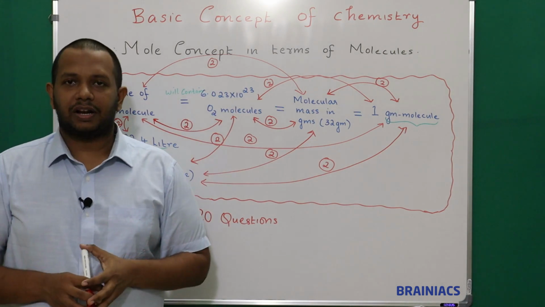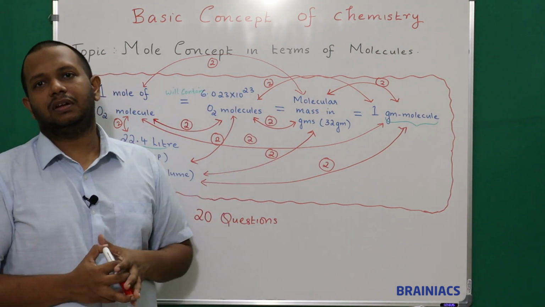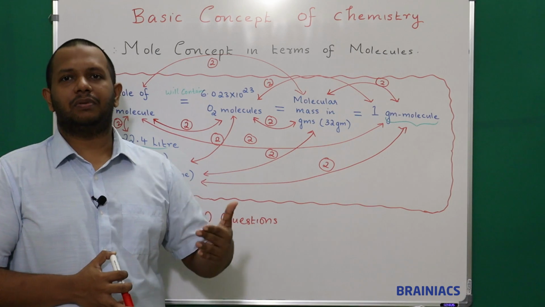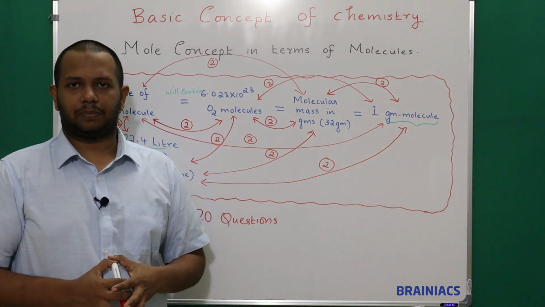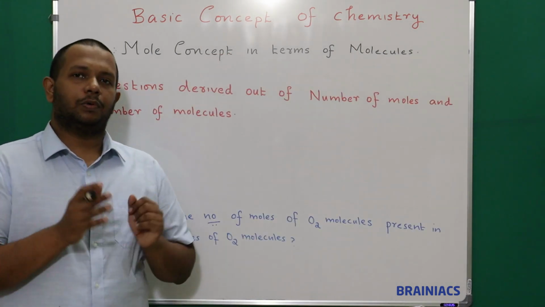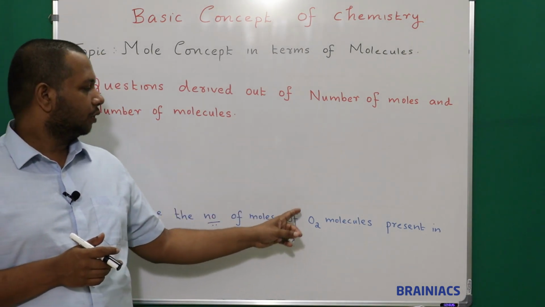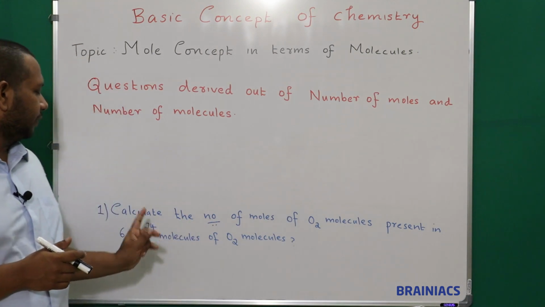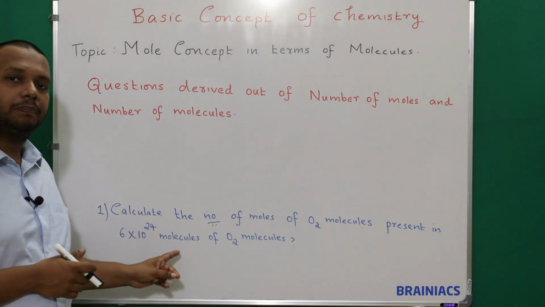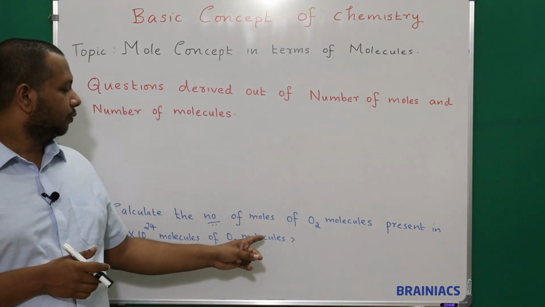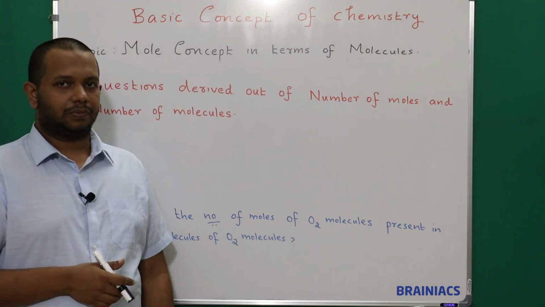Now we will try to derive the questions, and then we will learn the questions one by one, and then we will go to the next topic. Okay, I hope you are able to read the question now. Calculate the number of moles of O2 molecules present in 6 into 10 power 24 molecules of oxygen.